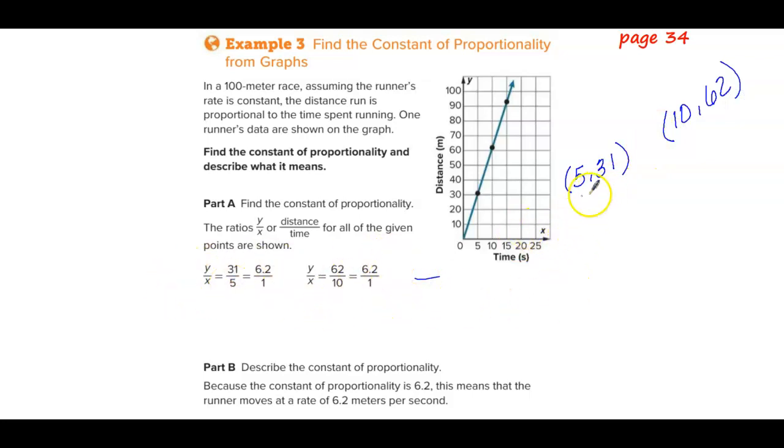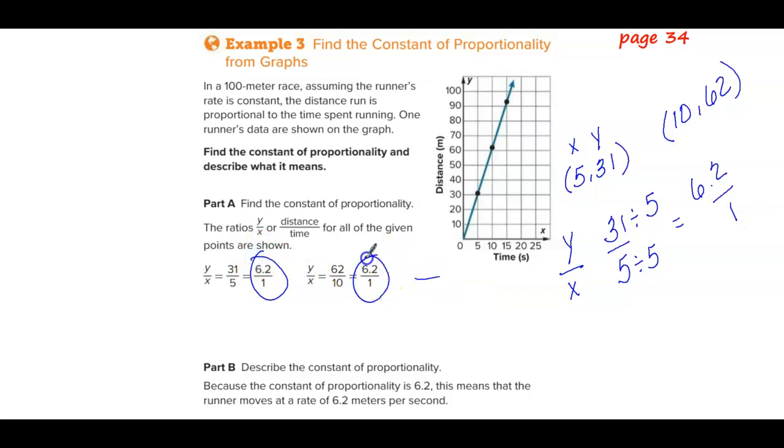Okay, so what they're showing you is this is the x and this is the y. And remember, with the unit rate or constant of proportionality, you put the y over the x. So you would put the 31 over the 5, and then you would divide the top and bottom by the bottom number to get a unit rate, which results in 6.2/1, which is what they're showing you here. That's the constant of proportionality for that graph.